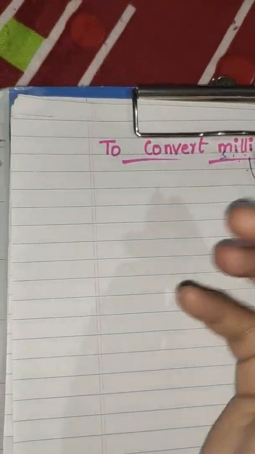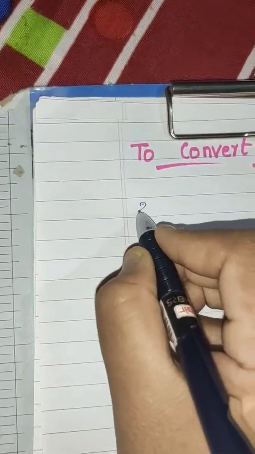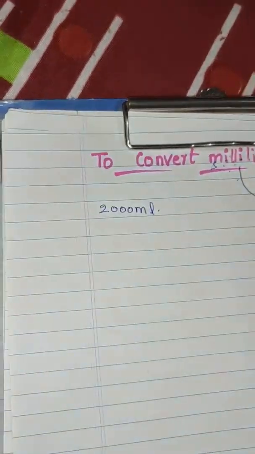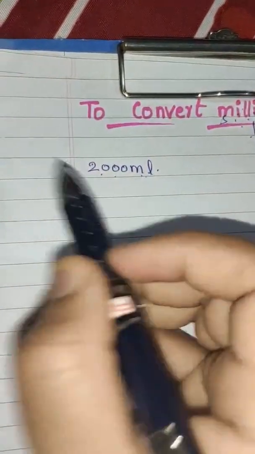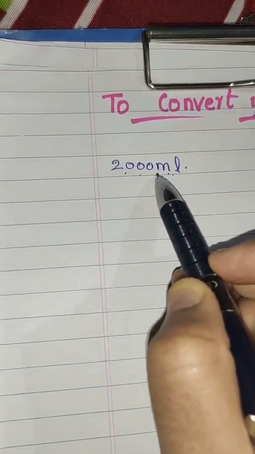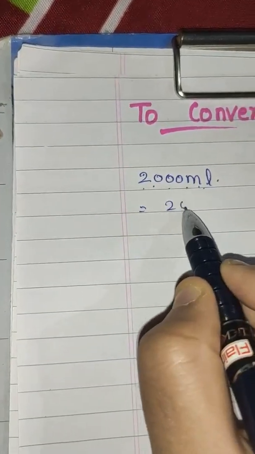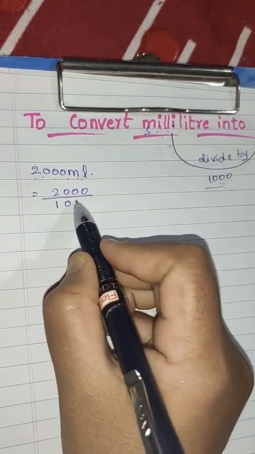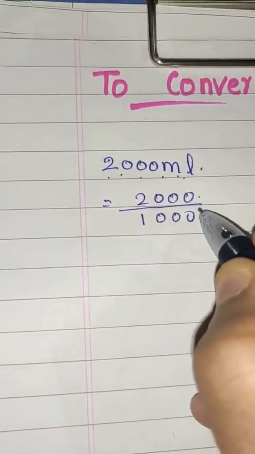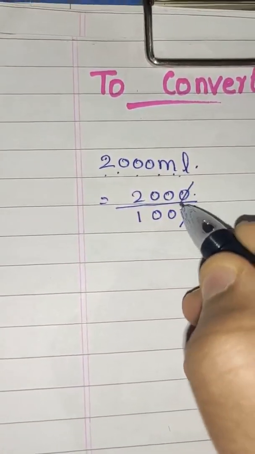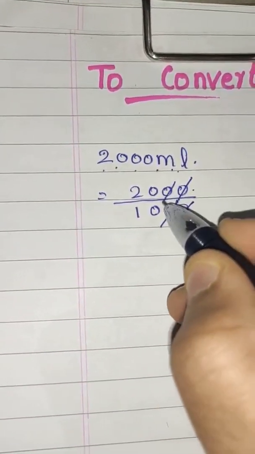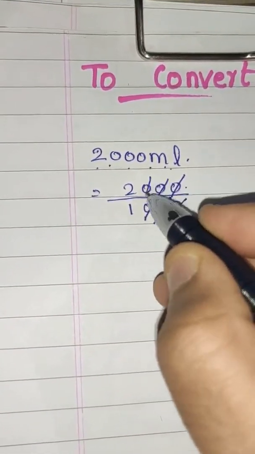Okay. So let us take one example here. We'll take 2000 milliliter. We have to convert this milliliter into liter. So what do you have to do? Yes, divide it by 1000. So we'll take this 2000 as it is, and the 1000 we'll take below. This is the numerator and this is the denominator. Now let us divide it. First you have to remove one 0 from the denominator and one from the numerator, and again one from each, and again one from each.